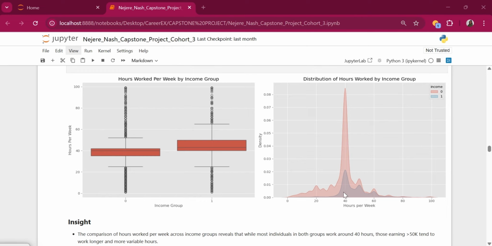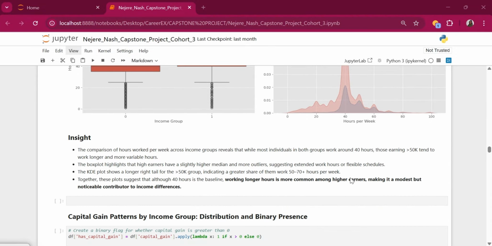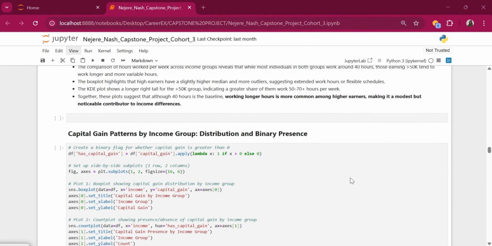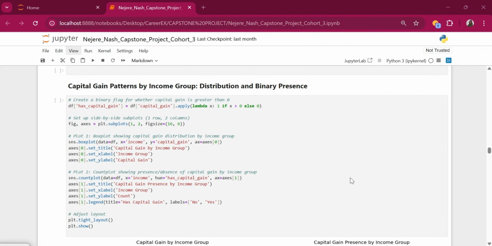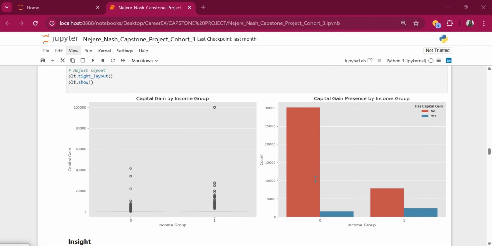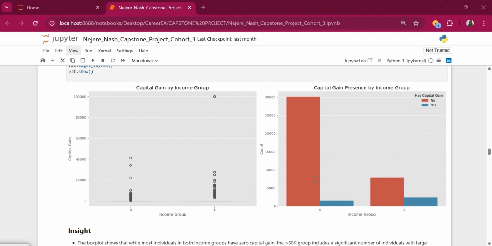So a majority of them are actually working longer hours, though for both groups, a majority are working around 40 hours, which is the average working hours. Now, I went on to compare capital gain and how exactly it affects income. I used the box plot and these bar plots, and we can see that for both groups, people earning less than 50K and people earning greater than 50K, a good number of people do not have any capital gain at all.